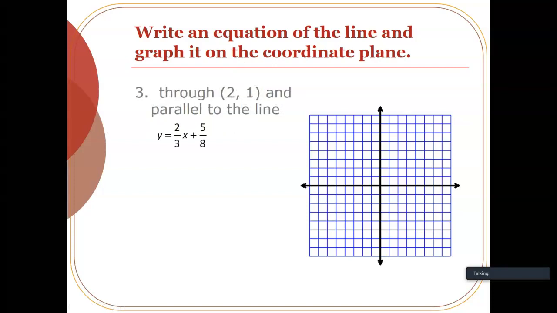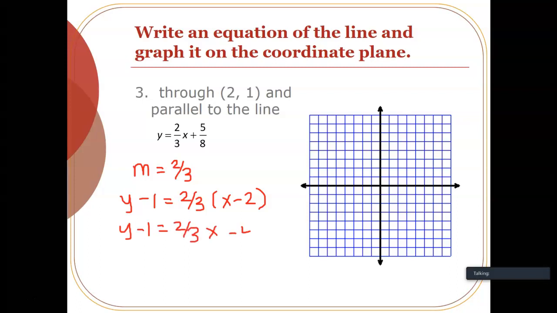Okay, they're parallel if the slopes are the same. So that's m equals 2/3. Y minus 1 equals 2/3 x minus 2. Y minus 1 equals 2/3 x minus 4/3. Add your 1 to both sides. So adding 1 is like adding 3 over 3, so it's negative 1/3.